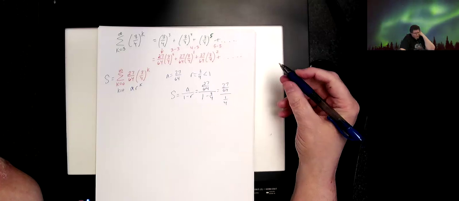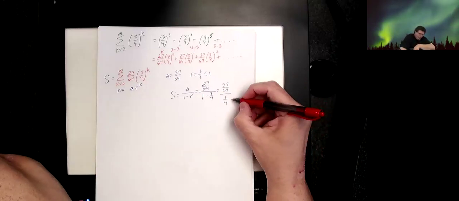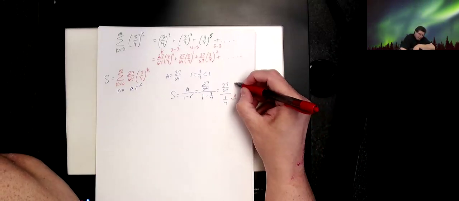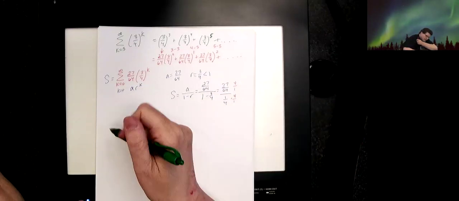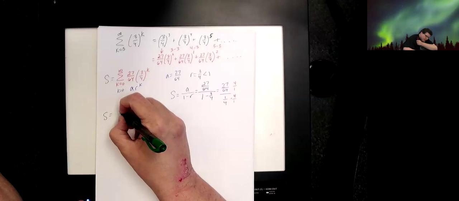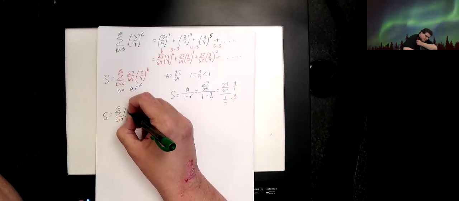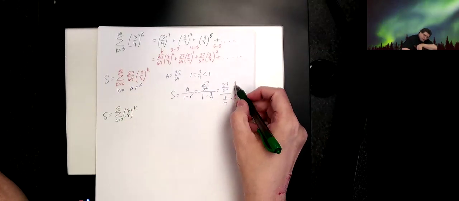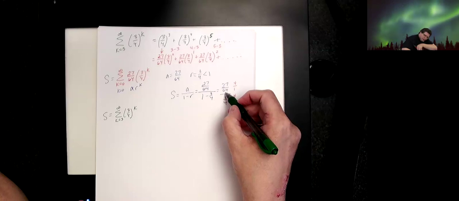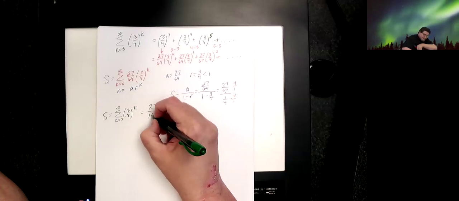I just did the subtraction on the bottom, and we will multiply top and bottom by 4 over 1. And we will get S, which is the original thing we started with, must equal: the 4 cancels out with part of the 64. This was 4 cubed on the bottom, it leaves 4 squared on the bottom, 27 over 16.